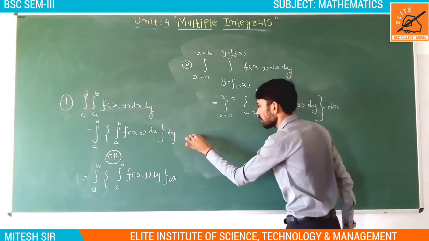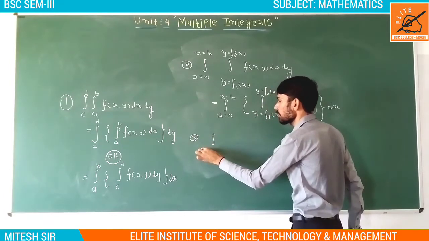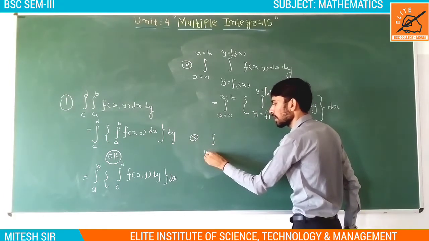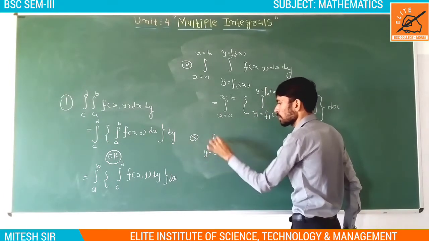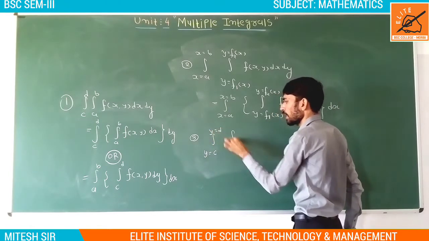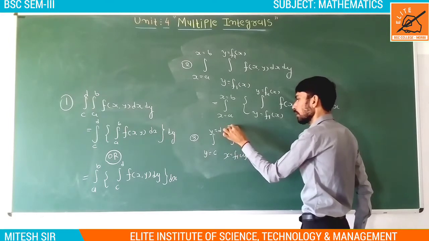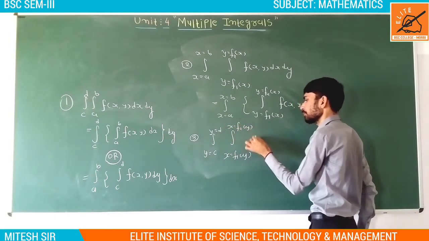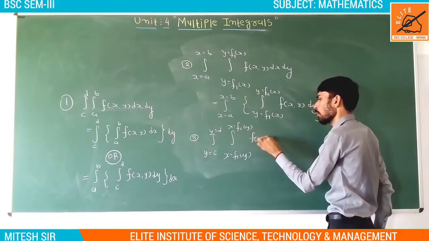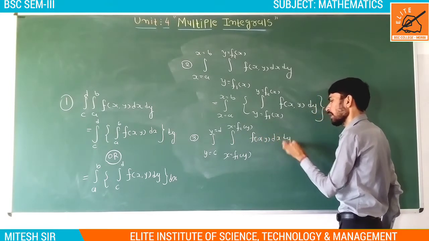And the third case is, suppose we have given the limit in this form. We have given the limit of y in a constant form, y is equal to c to y is equal to d, and the limit of x as x is equal to f1(y) to x is equal to f2(y), of the function f of x y dx dy.